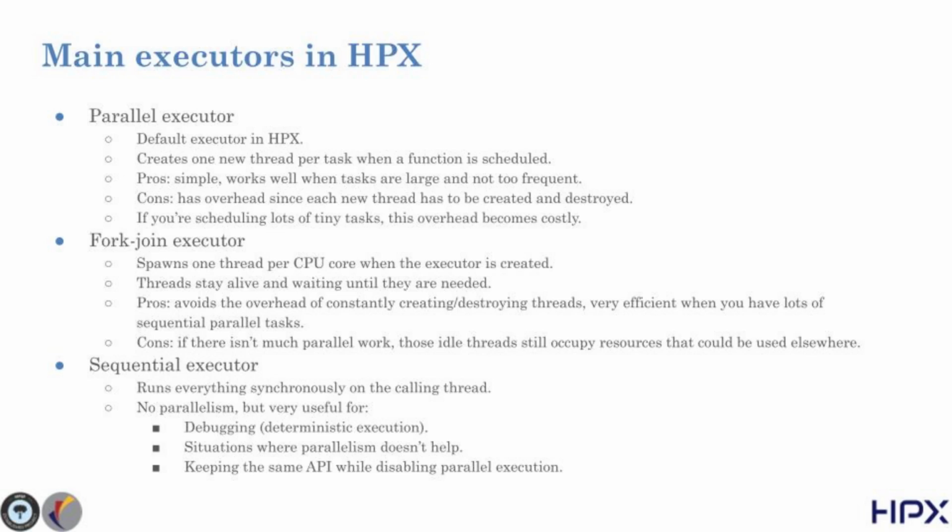Finally, we have the sequential executor. As the name suggests, this one runs everything synchronously on the calling thread, so nothing is executed in parallel. Even though this sounds like a step backwards, it's actually very useful in a few situations. For example, it's great for debugging because the execution is deterministic. It's also handy in cases where parallelism doesn't really provide any benefit, or when we just want to keep the same executor-based API, but run everything sequentially.